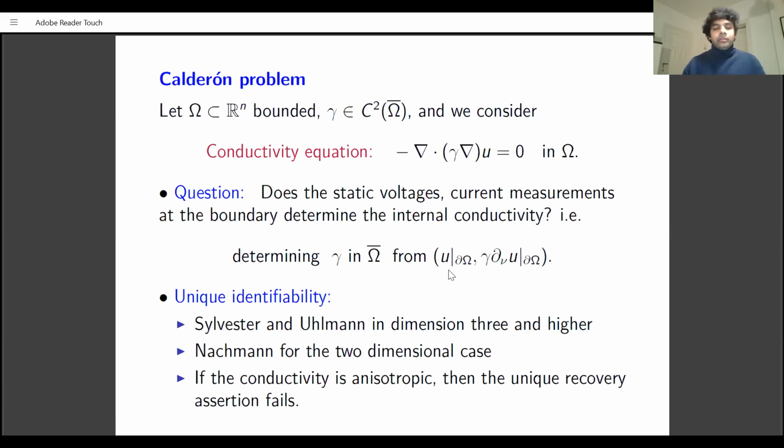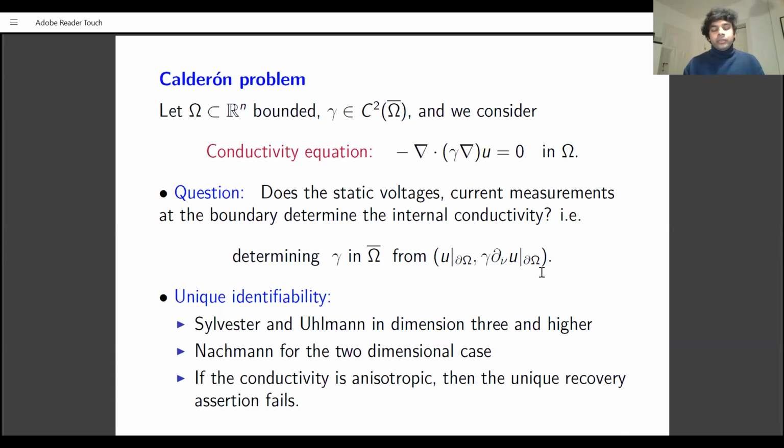We have seen this several times, but I just want to repeat it one more time. We have this conductivity equation, which is a second order equation in a bounded domain omega. We have the conductivity gamma, and we want to determine gamma inside omega, or up to the boundary omega bar, from the static voltage and current measurements at the boundary. That is given by the Cauchy data of this problem, which is U restricted at del omega and gamma times the normal derivative of U restricted at del omega. And yes, we can determine gamma uniquely.